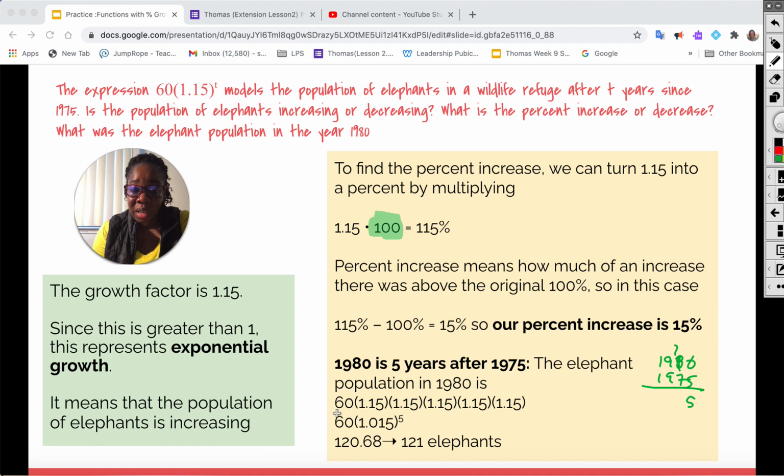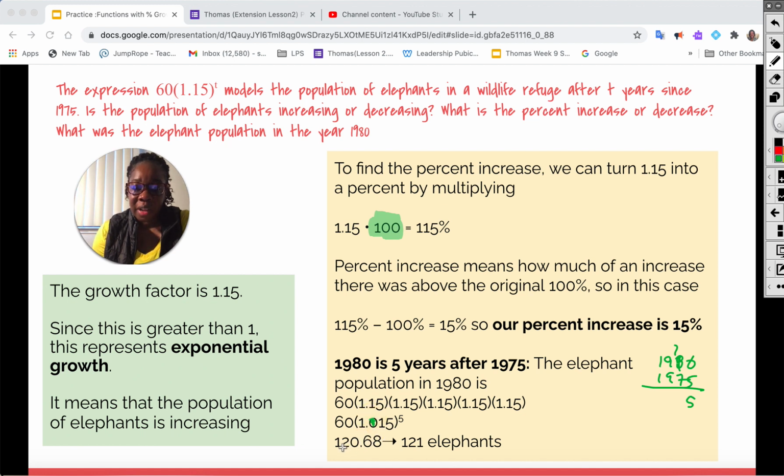So the elephant population in 1980 is going to be our initial value, which is 60, times 1.15, which is a growth factor, 5 times. So it's 1.15 times 1.15 times 1.15 times 1.15 times 1.15. We can simplify that or write it in an exponential way, which is 60 times 1.15 raised to the 5th power.